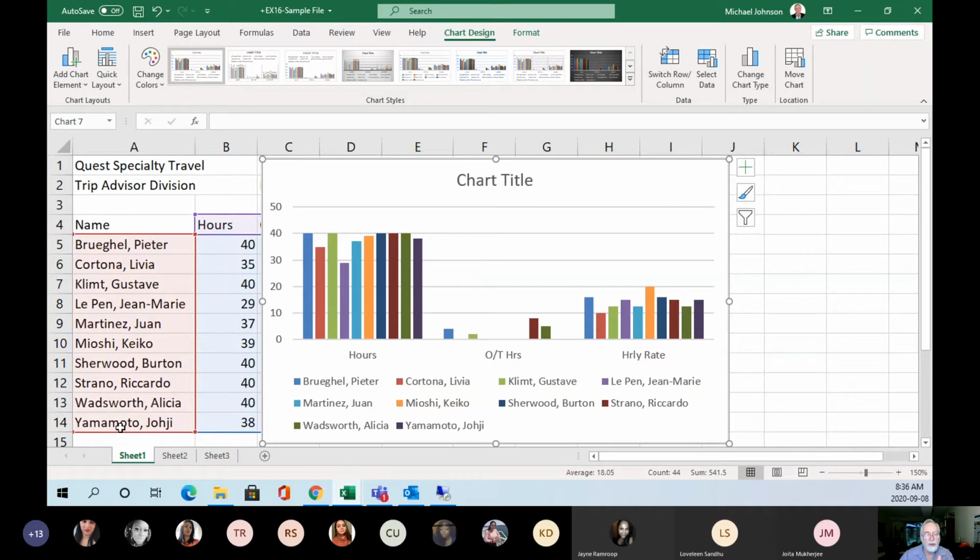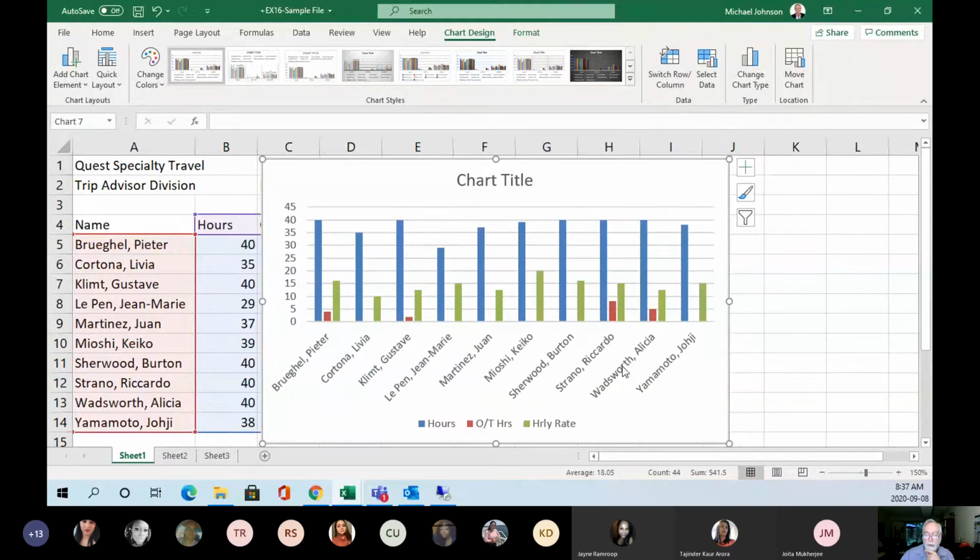But what if I switch it? In other words, instead of having hours at the bottom, I have the individual's names, and then hours, overtime, and hourly will be different colors. Well, I can do that by switching the row and the column around. So if I click on that, I switch them around.